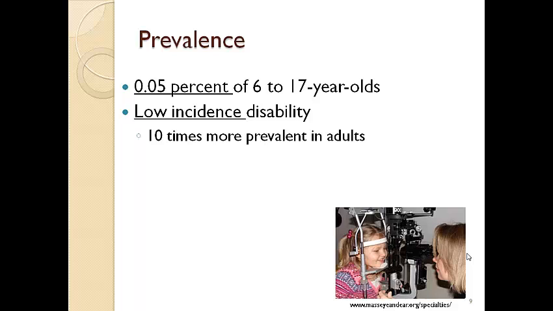And then again, children who have certain other disabilities may also have blindness or low vision. For example, a majority of children who are born with Down syndrome have very low vision.